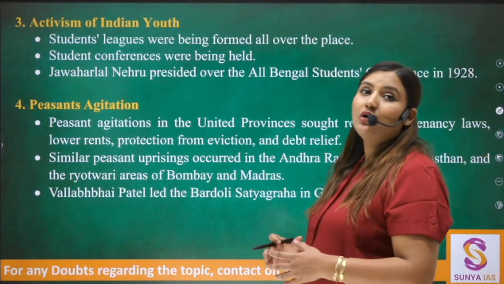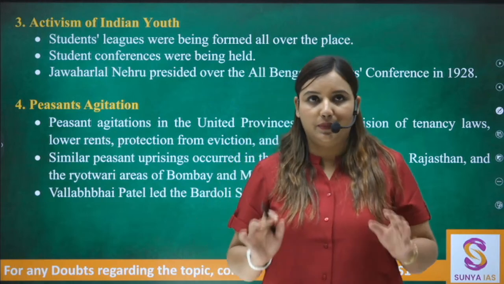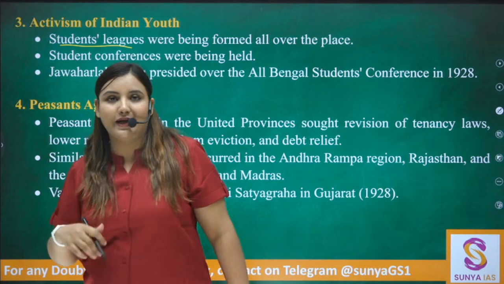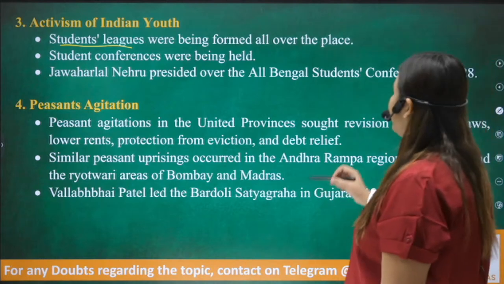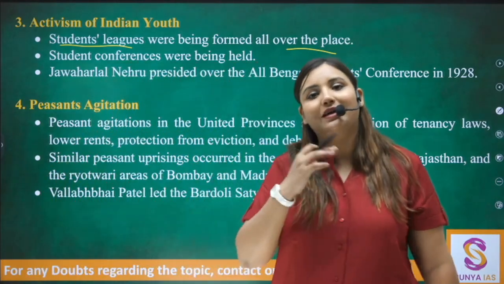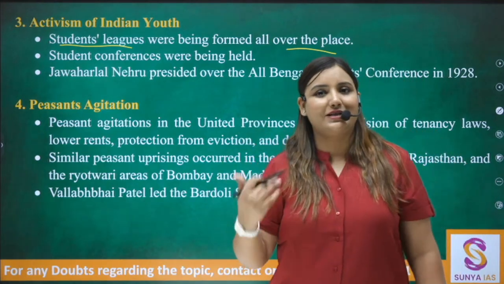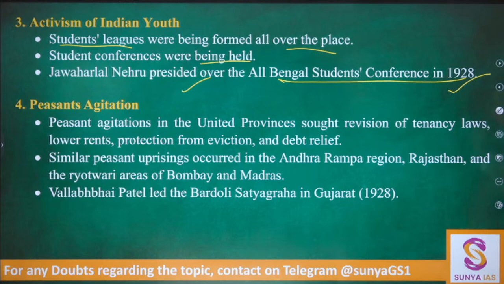Clear? Now, if we talk about the activism of Indian youth, students' leagues were being formed all over the place. Everywhere students were being very active, and that's why the British also thought that they should control universities and schools very carefully, and they started publishing many acts, laws and regulations to control the universities and the students. The Universities Act was there because they knew that these schools and universities had become the epicenter of nationalism, growing students in a nationalistic way. Students' conferences were being held everywhere. Jawaharlal Nehru presided over the All India Bengal Students' Conference in 1928.